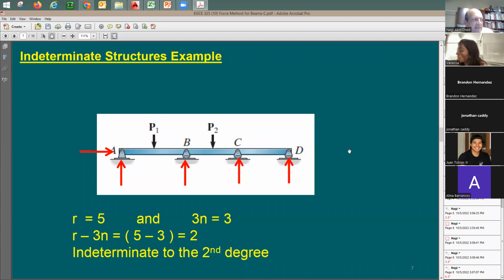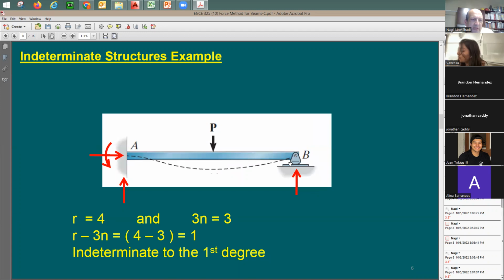Now, in a case like this, maybe I need to take 2 supports out. See what happened here? I just took 1 support out. When I took this out, I convert this into a determinate system.